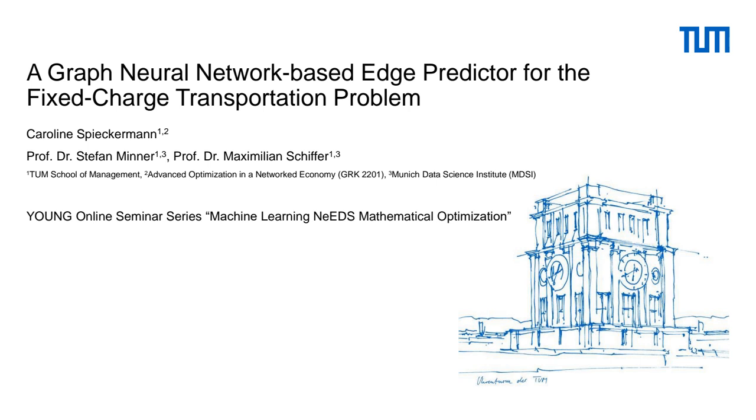So we will be looking at the fixed charge transportation problem, which is an NP-hard problem, and we will use machine learning to predict a relevant subset of variables. So we will hopefully get a smaller problem, which hopefully is easier to solve. This is joint work with my 2 supervisors, Professor Stefan Minner and Professor Maximilian Schiffer, both from the Technical University of Munich.